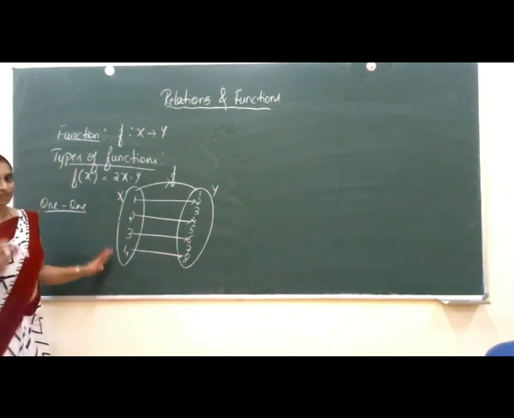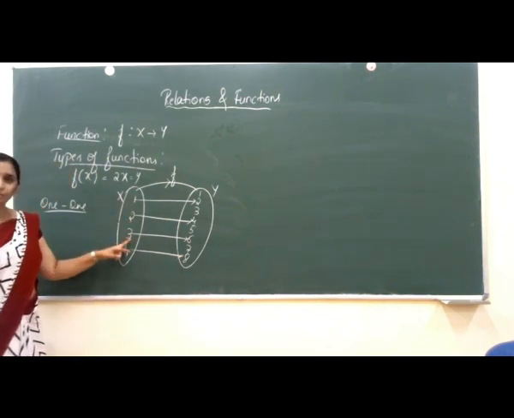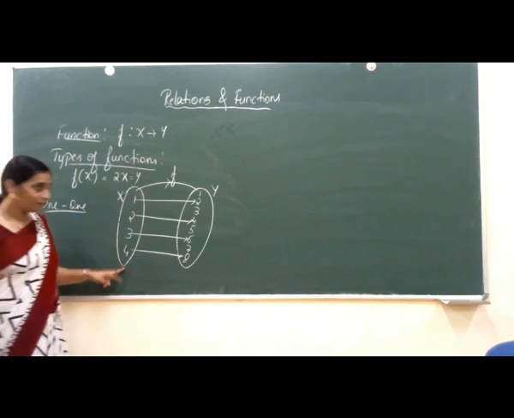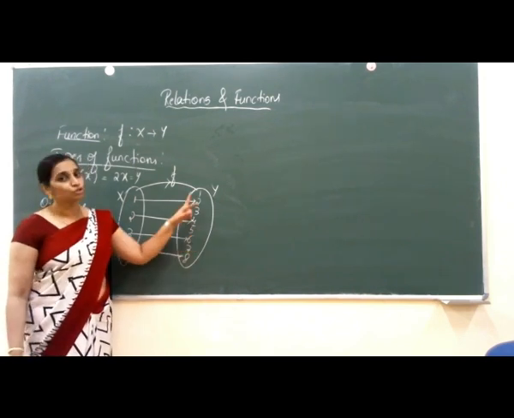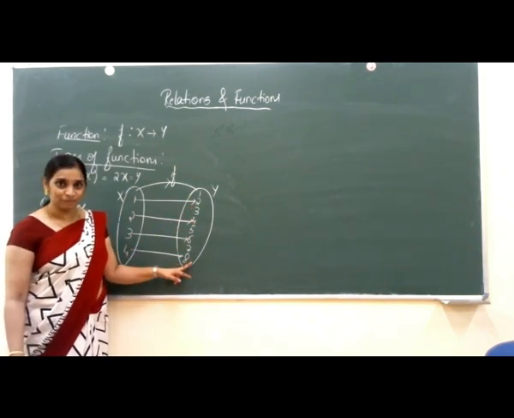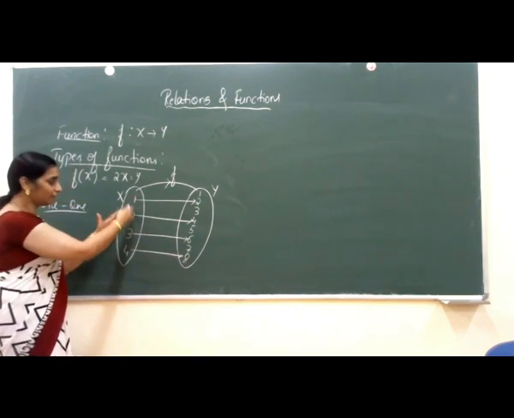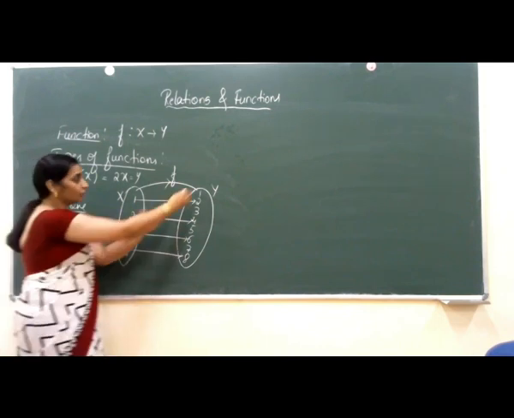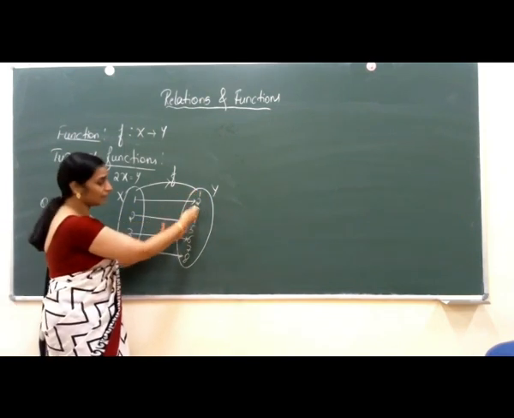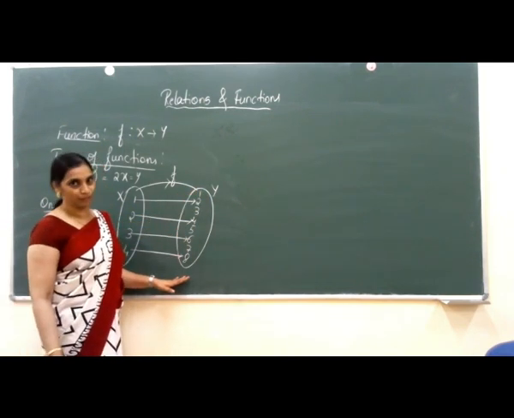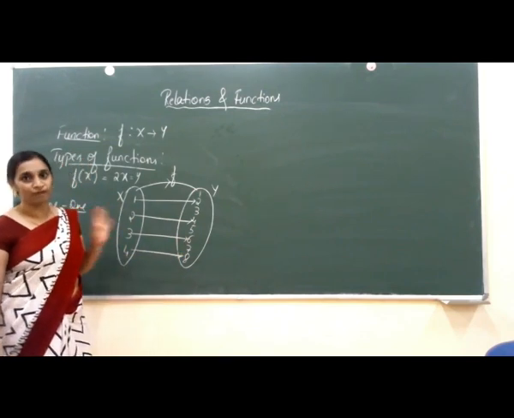But be careful, if you take any element in the domain x here, the images should not be same. The images must be different. Or in other words, different elements have different images. That is the meaning of one-one function.